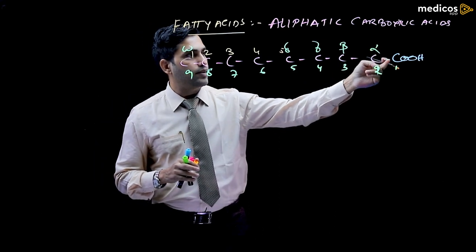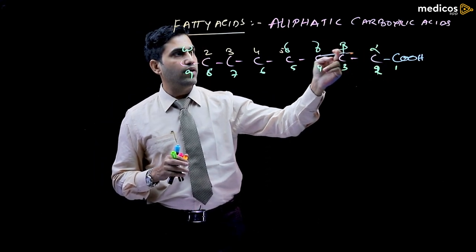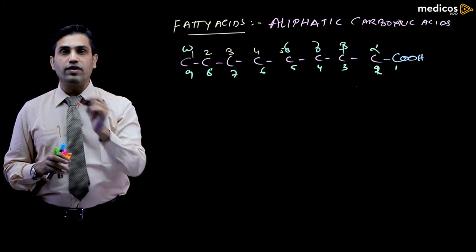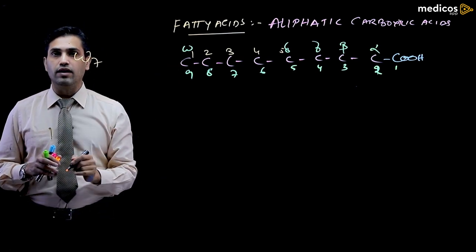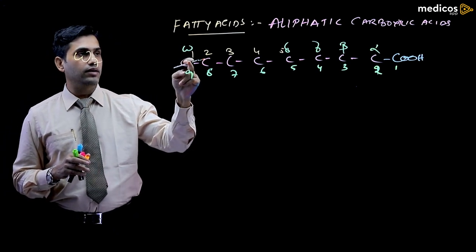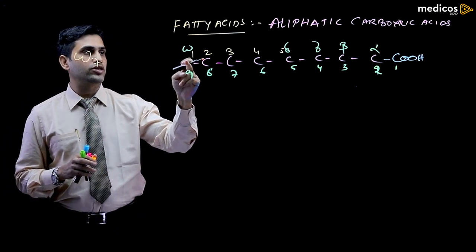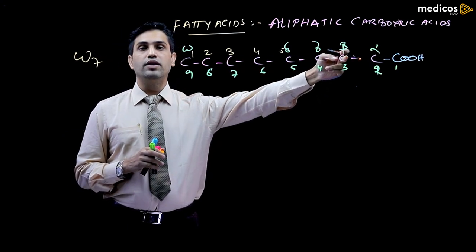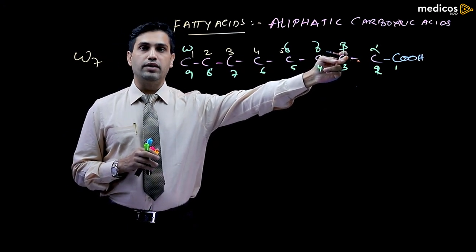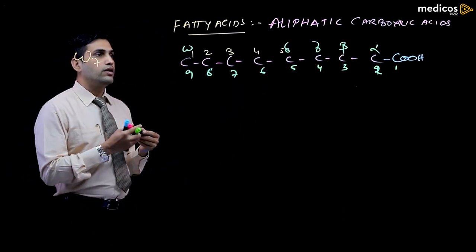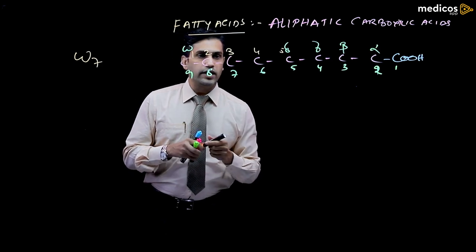The second carbon, or the carbon adjacent to that, will be alpha, beta, gamma, delta, and the last carbon will be omega. If someone says omega 7, that means from the omega carbon, the seventh position: 1, 2, 3, 4, 5, 6, 7. This will be the omega 7th carbon.